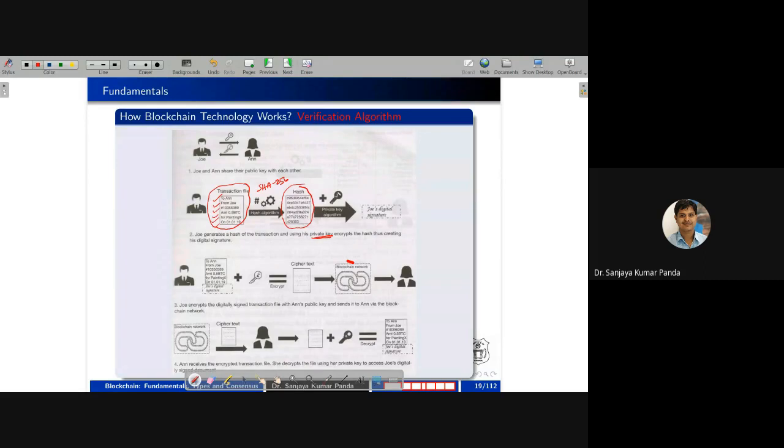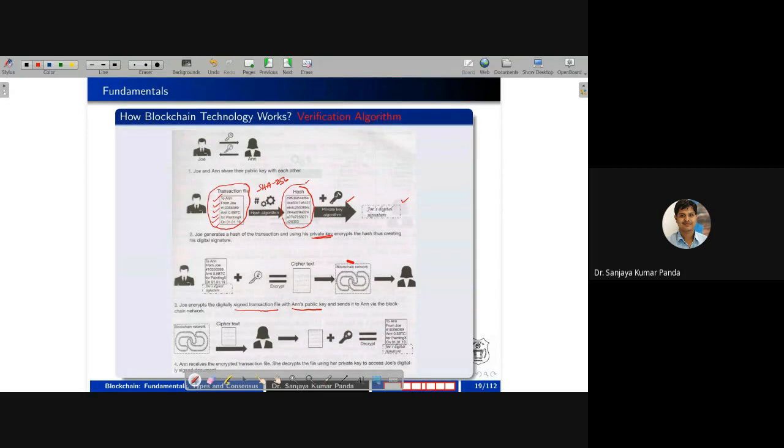Then Joy uses his private key to get his digital signature. Then Joy again encrypts the digitally signed transaction file. This transaction file is digitally signed, and using N's public key, he sends it to N via the blockchain network. So here you have converted it to the hash.